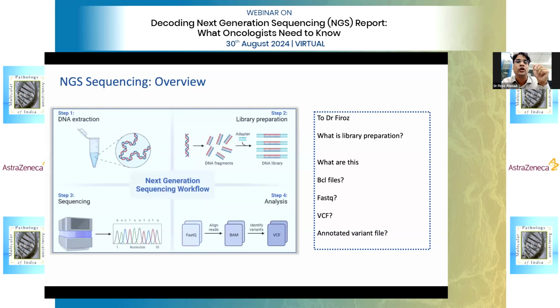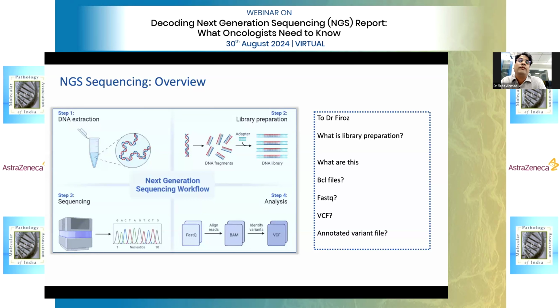So in order to make it readable for humans, like whether it is A, T, G, C, we'll convert that BCL file into a FASTQ file. This is another set of file which is called a FASTQ file. And once you have the FASTQ file, you will align those sequences with the human genome or a reference genome, so that you understand whether the sequence which you have generated is aligning completely with the reference sequence, or is there any kind of variation.